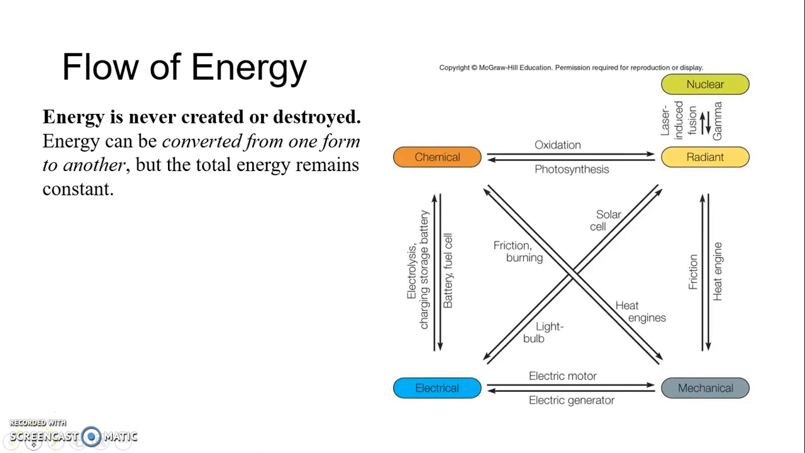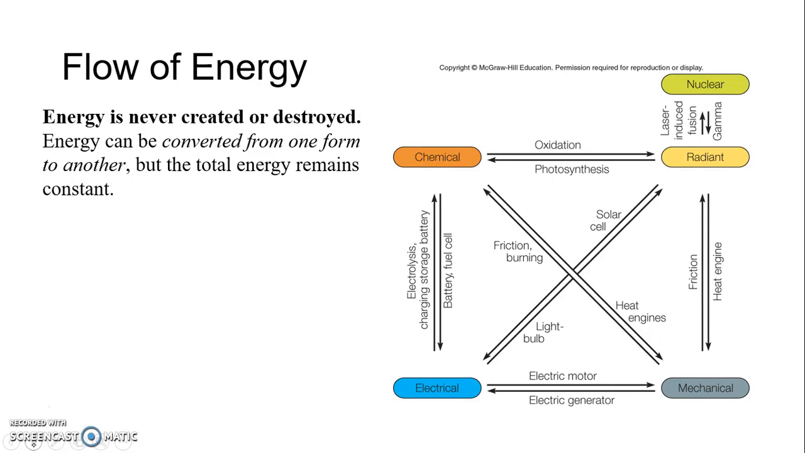So here are some examples of how energy can change, just figures in your textbook. You can always undergo change of energy from, say, chemical to radiant energy. Going from chemical to radiant would be what we call oxidation. Radiant energy back to chemical, that's the process known as photosynthesis. You could also go from chemical to electrical, which would be, say, a battery. But if you go from electrical to chemical, that's called electrolysis. That would be, say, the process of recharging a battery.